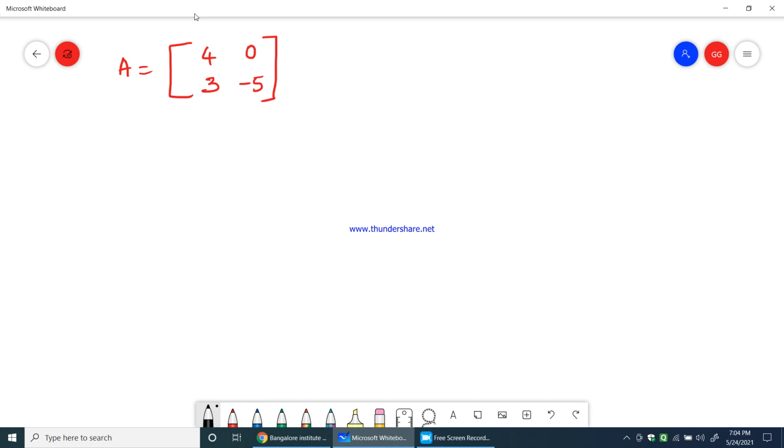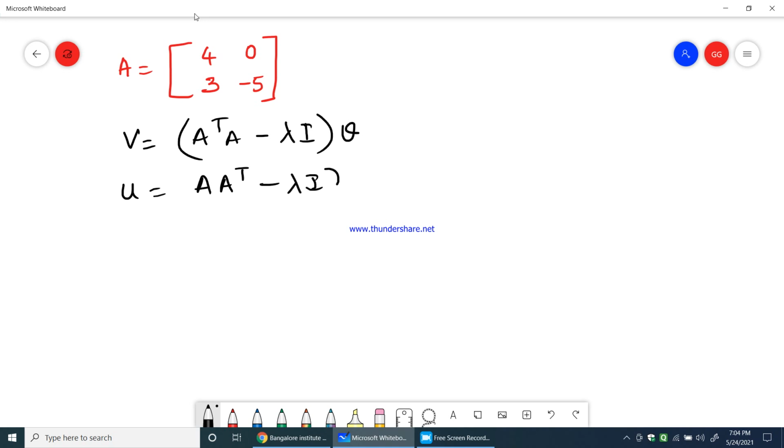As usual, to find V, we take A transpose A minus lambda I into V equals 0. Now to find U, you take A A transpose minus lambda I into U, which is also equal to 0. This is what we do. Before that we need to find the eigenvalues and then the eigenvectors. So let me first take U, where we find A into A transpose.